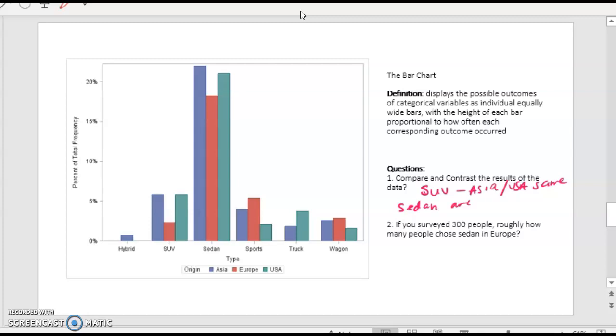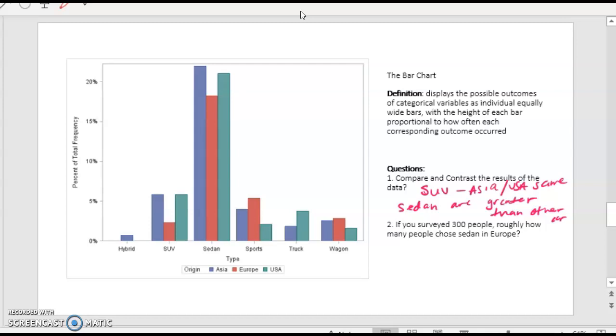There are thousands of things that you can say about this graph. Sedans are greater than any other car. You could compare how hybrids are not as popular amongst Asia, Europe, and the USA. You could talk about how trucks are obviously more prevalent in the USA than they are going to be in Europe. So there's a bunch of different things that you can say to compare. Compare means make a similarity. Contrast means make a difference.